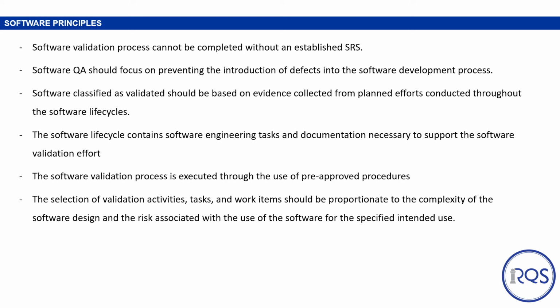Software classified as validated should be based on evidence collected from planned efforts conducted throughout the software lifecycle. The software lifecycle contains software engineering tasks and documentation necessary to support the software validation effort. The software validation process is executed through the use of pre-approved procedures that also include documented acceptance criteria. The selection of validation activities, tasks, and work items should be proportionate to the complexity of the software design and the risk associated with the use of the software for the specified intended use.